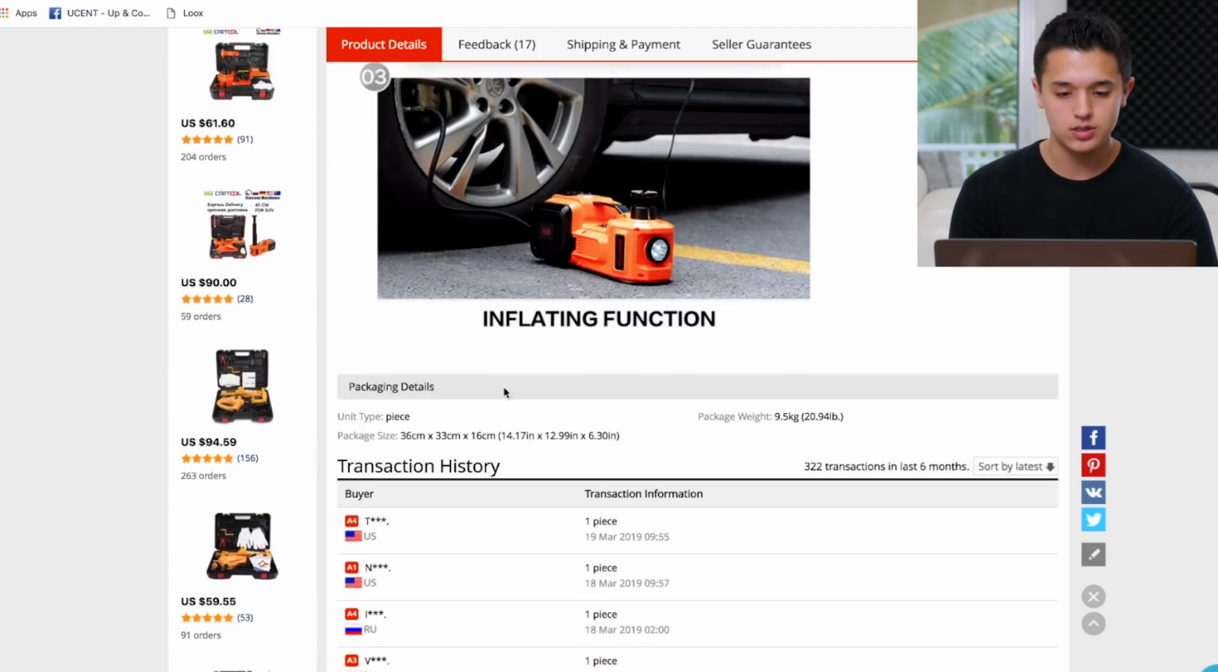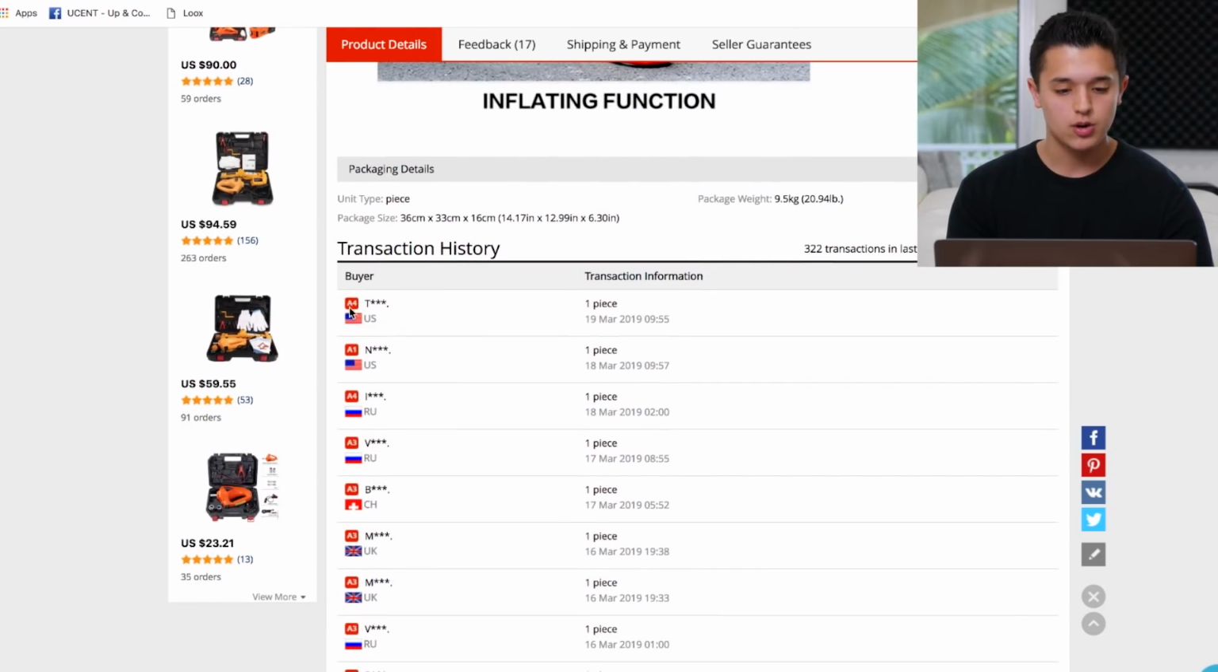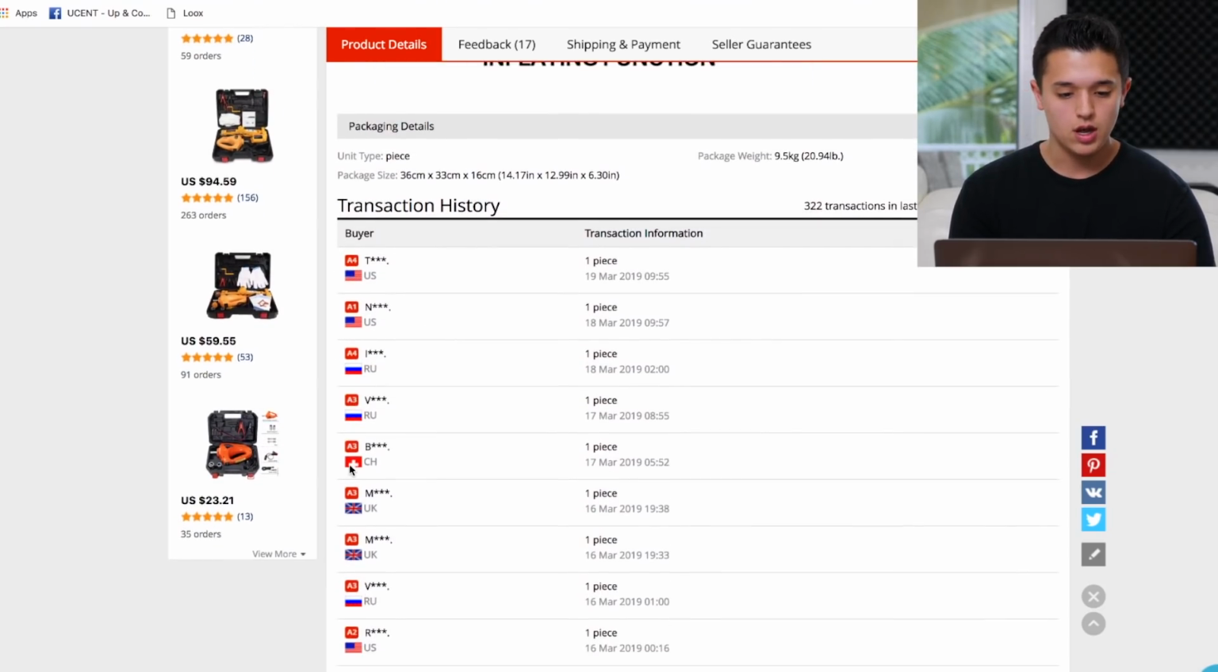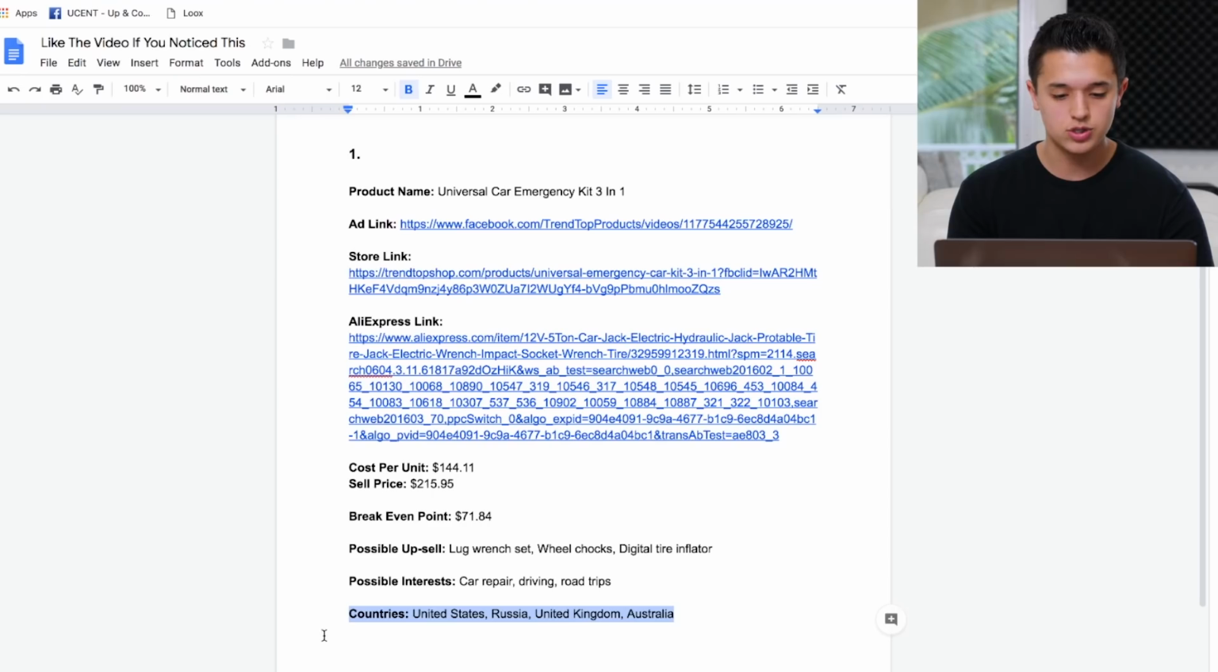And now, of course, these people are buying it at about 145 bucks. But we would be selling it for about $100 more, but we still get a good idea of people that are interested in this. So I scrolled through here and I saw a decent amount is United States, Russia, the UK, a little bit of Australia. So I put that on the Google Doc, okay? So these are the countries that I want to target.